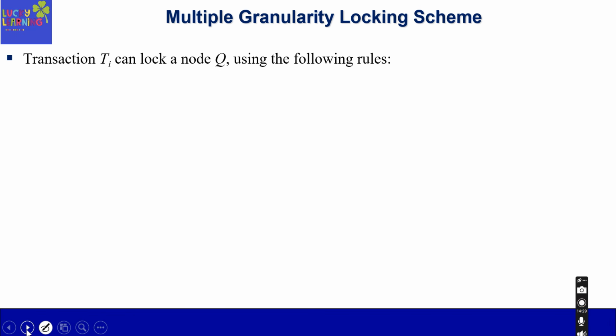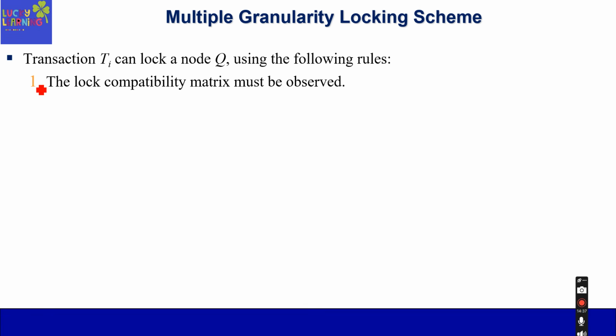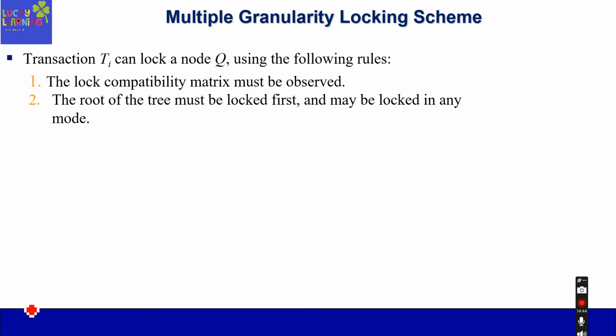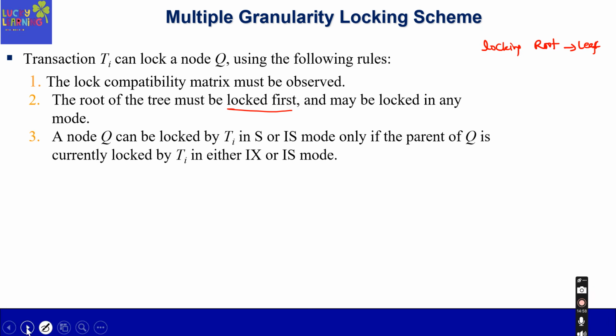To perform a lock by a transaction Ti on some node Q, it has to follow some rules. First rule is the lock compatibility matrix must be observed. Compatibility should always be satisfied. And second, the root of the tree must be locked first. Why? Because locking is always done starting from root to leaves. Root to leaves.